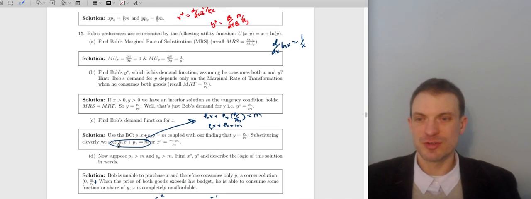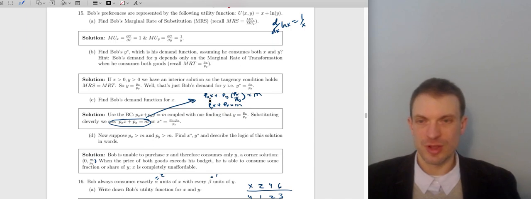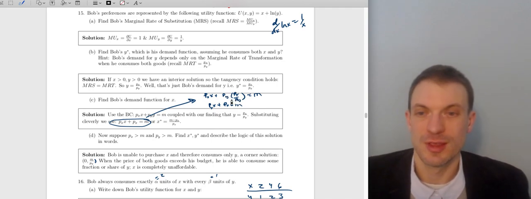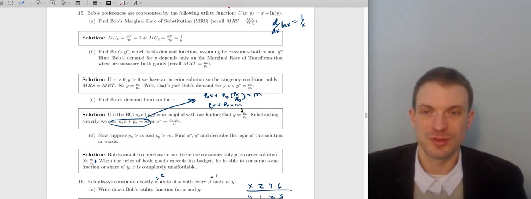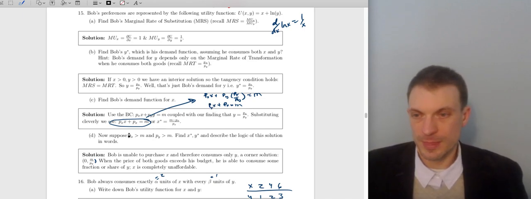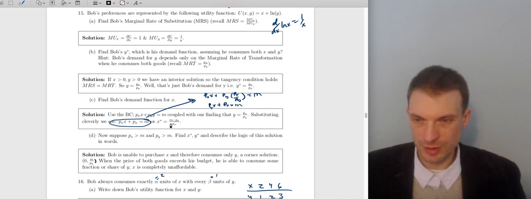Find Bob's demand function for good x. Well, to do this, we're going to have to plug this in for y into our budget constraint. So the budget constraint is the expenditure on x plus the expenditure on y. Here I've replaced y with px over py. We cancel the py's, and we're left with pxx plus px is equal to m. So you subtract px from both sides. You have m minus px divided by px. And you'll get x star is equal to m minus px over px.